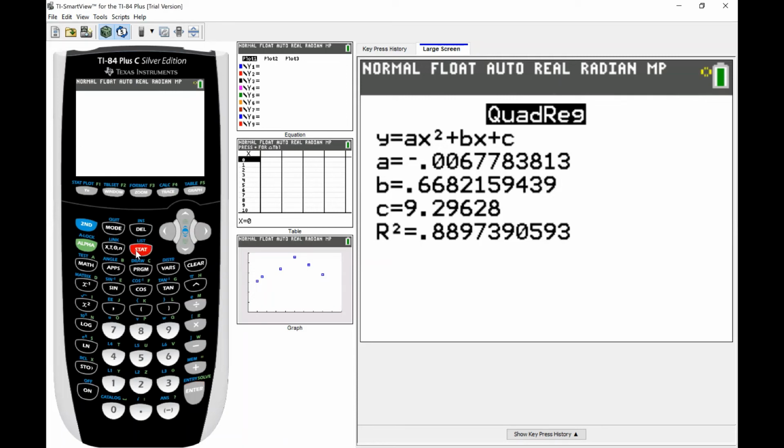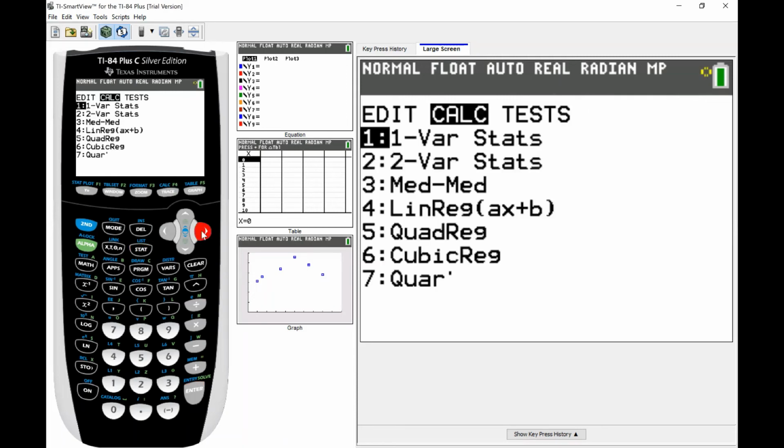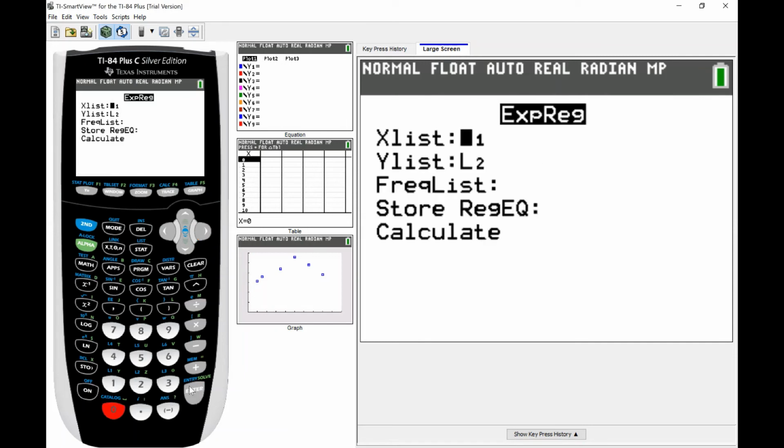So now let's go into stat, calc, and let's do our exponential regression. You can scroll all the way down, or if you recall, that's number 0. We're doing an exponential regression, and I'm going to calculate this.